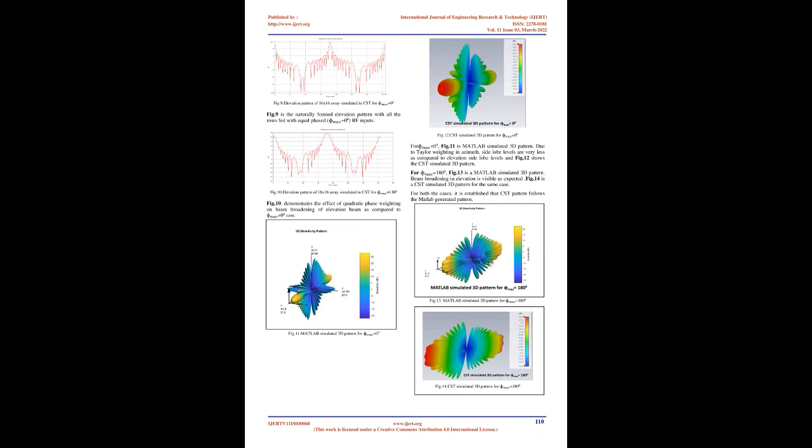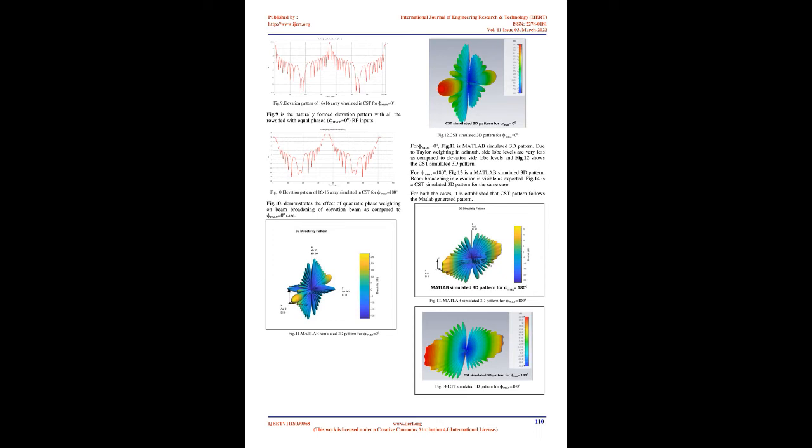It is to be noted that the directivity is decreasing as φmax is increasing towards 225 degrees from 0. But azimuth beam width remains constant at 4.5 degrees, as phase weighting in elevation does not affect the beam width in azimuth. Fig. 5. Azimuth pattern of 16x16 array simulated in MATLAB with Taylor weights in azimuth and quadratic phase weights in elevation for different φmax values. Fig. 6.